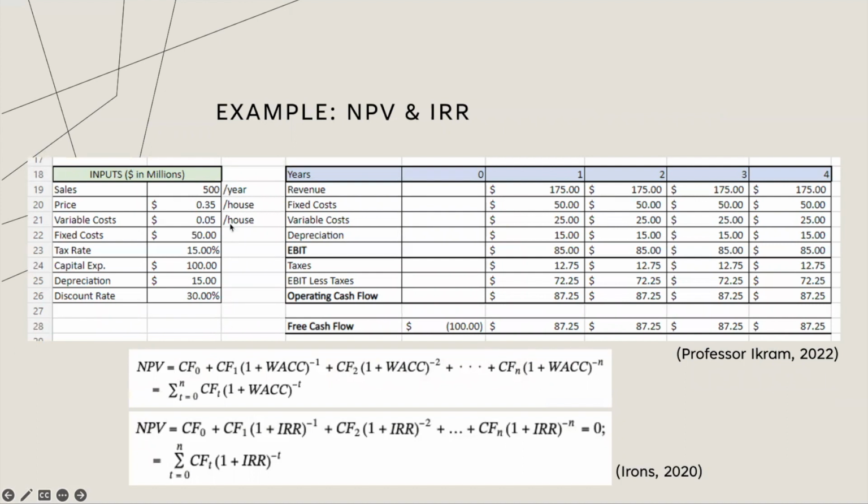We have our inputs here on the left. In this case, we're talking about a real estate firm selling houses as a project. Here we have our calculations used to determine our free cash flow. You can see that free cash flow equals operating cash flow, and this is only for simplicity's sake. Here we have our equations. You can see how both net present value and internal rate of return depend on our discount rate, WACC, and our cash flows.